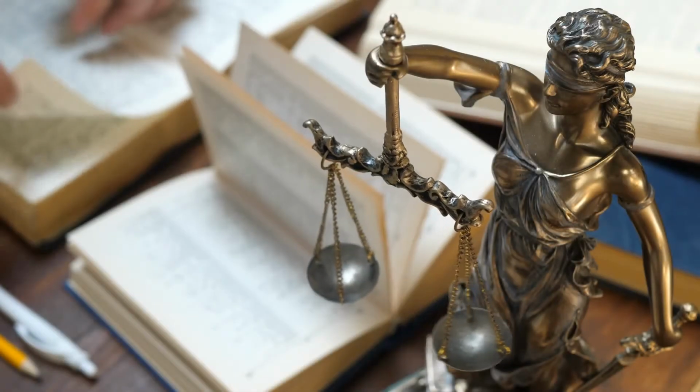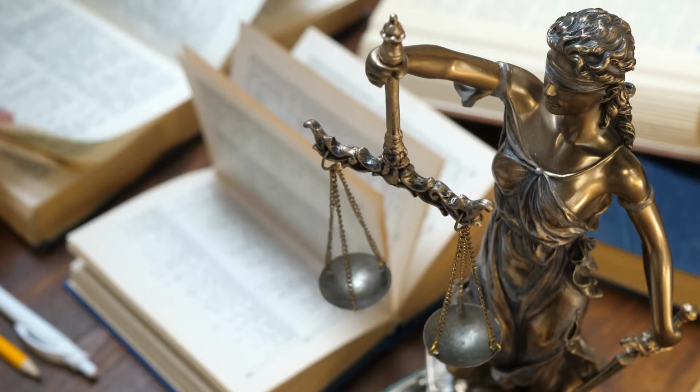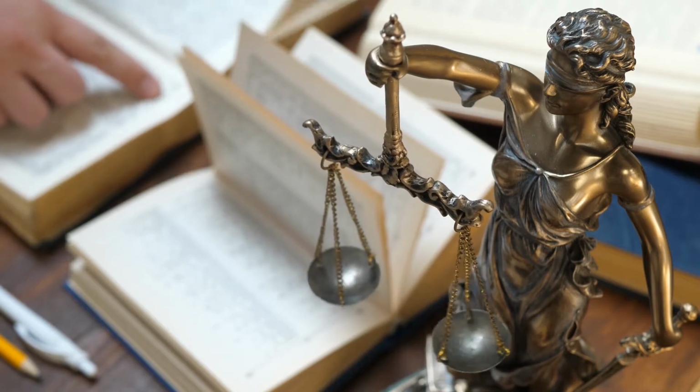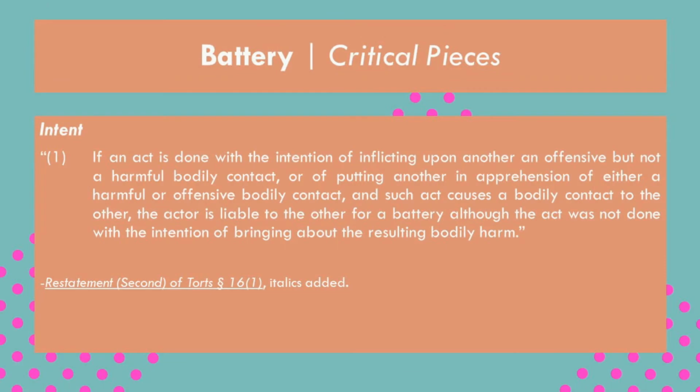The Restatement Second of Torts, Section 16, discusses the character of intent necessary for liability to attach to the actor. Subsection 1 provides that, quote, if an act is done with the intention of inflicting upon another an offensive but not a harmful bodily contact, or of putting another in apprehension of either a harmful or offensive bodily contact, and such act causes a bodily contact to the other, the actor is liable to the other for a battery, although the act was not done with the intention of bringing about the resulting bodily harm. This means that whether the actor possessed the intent to cause the resulting harm is actually immaterial.